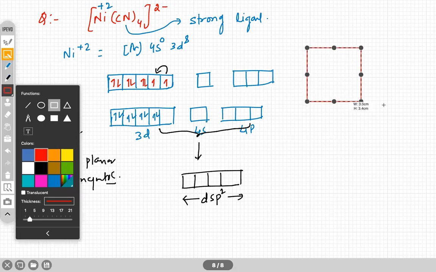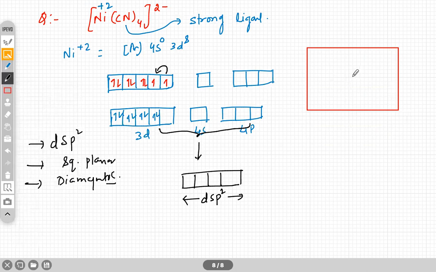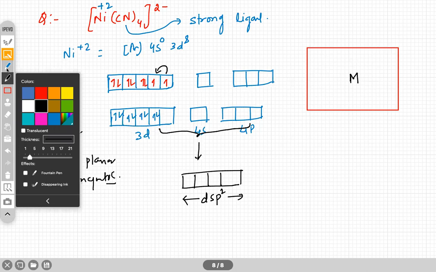Square planar geometry is this, correct? Suppose we have a square planar geometry. And the metal is present somewhere here in the center of the square. And how do we get the square planar geometry? When the ligands are attached at these corners, yes or no? So for the ligands to get attached to this metal at these corners of the square, they have to approach the metal from these directions. I'll show you what direction it is.